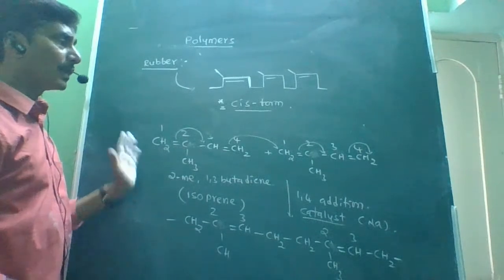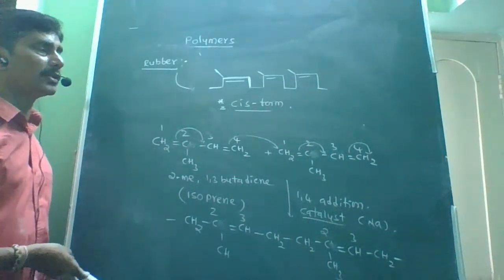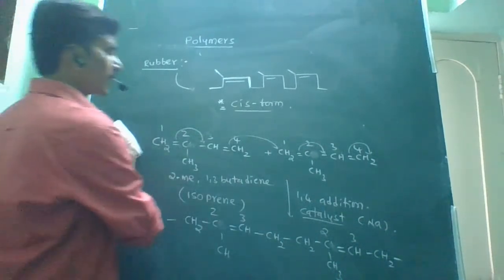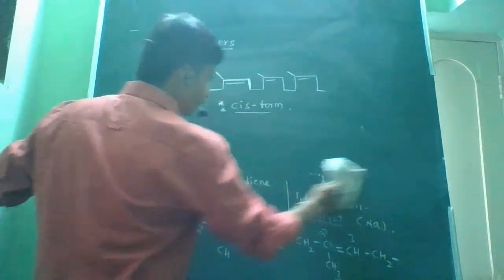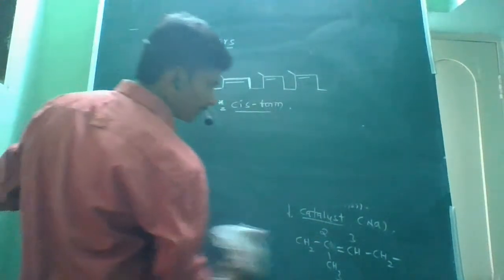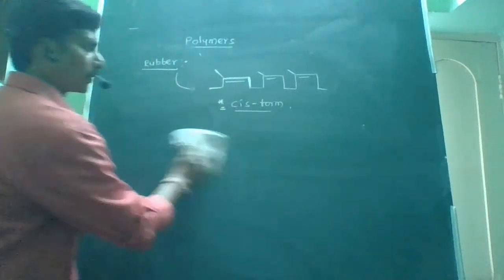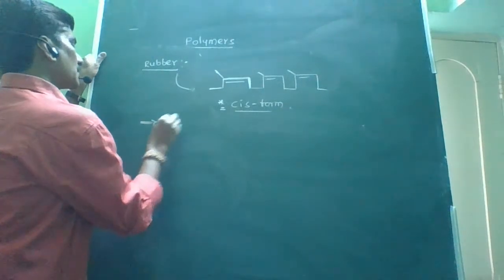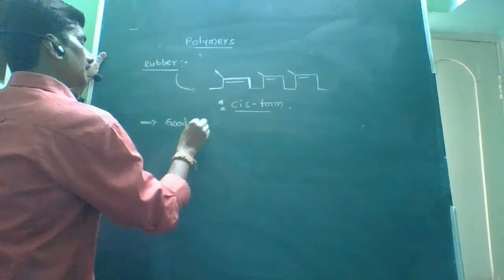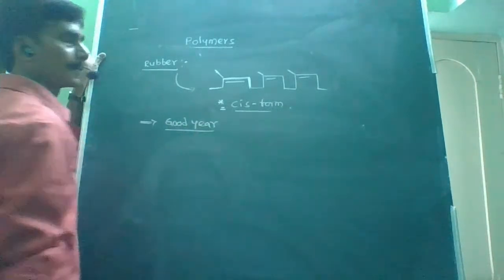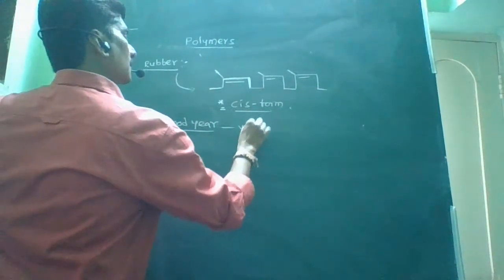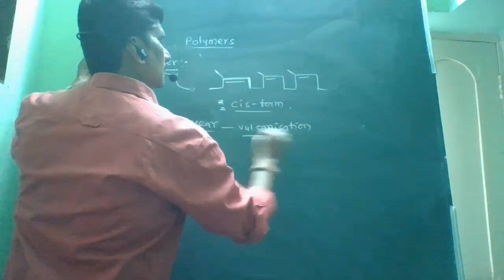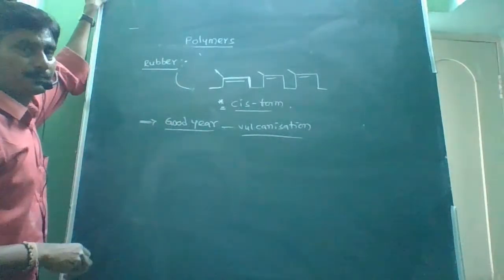This rubber will be vulcanized because the rubber is easily oxidized by the oxygen as well as the ozone, and it does not absorb water molecules. To improve the physical properties of rubber, a scientist called Goodyear proposed vulcanization.